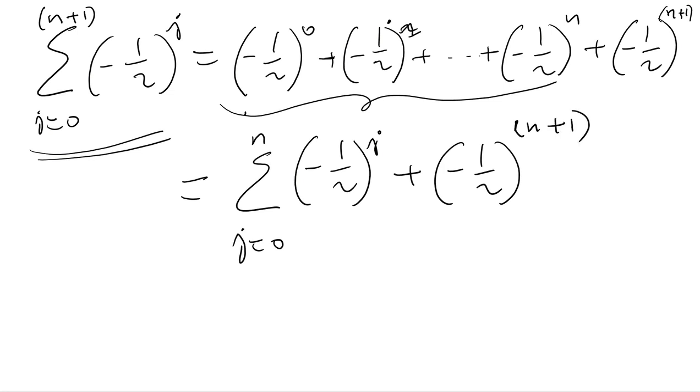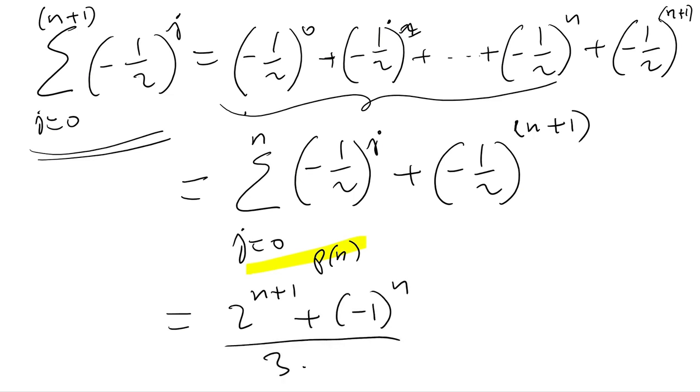Now based on the inductive hypothesis, we assume this to be true, right? And we just replace it by the expression that we had for the Pn. So this is our Pn, and that was assumed to be true. So we can replace that by (2^(n+1) + (-1)^n) over (3 times 2^n), then plus whatever we have left here.